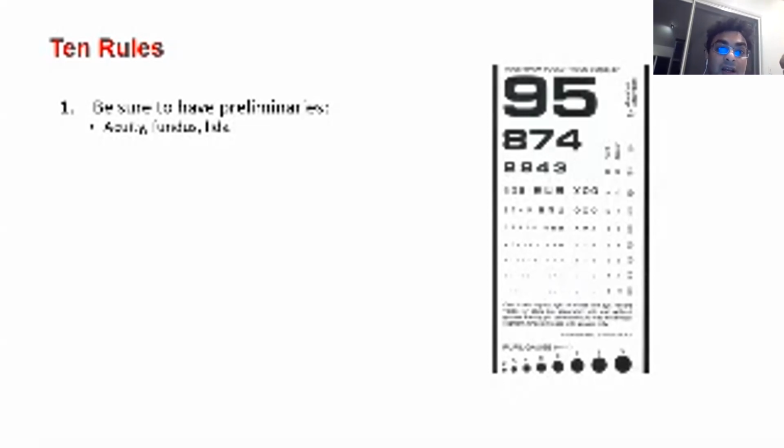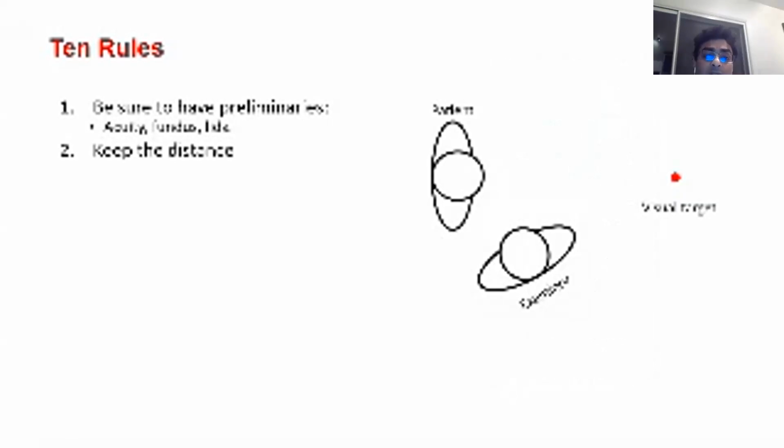You have to make sure that they can keep their lids open. If the lids are not open, they cannot see. So that's very important. Then, of course, another very important thing is you have to make sure that you keep the distance. You don't have to be far from the patient, but the target has to be far from the patient.